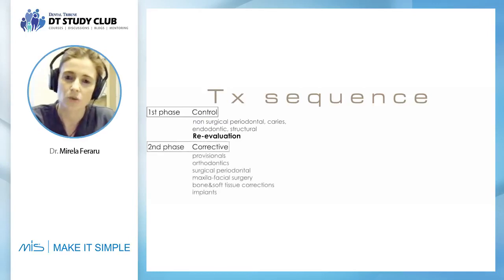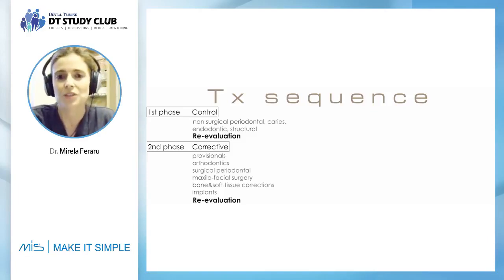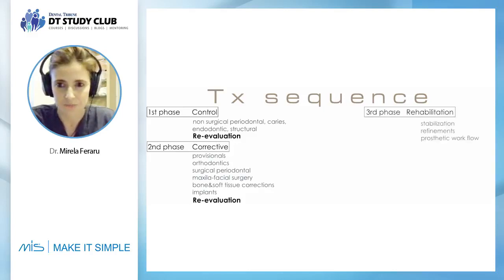In the second phase, the so-called corrective one, provisionals will be inserted, and different specialties that are needed will be involved in the treatment planning, such as orthodontics or surgical periodontal steps that need to be performed, bone and soft tissue corrections. Implants will also be inserted at this stage. At the end of the second phase, we again have a re-evaluation. This is important because, as we know, many things can change during the treatment, and some aspects regarding the prognosis of certain teeth can change.